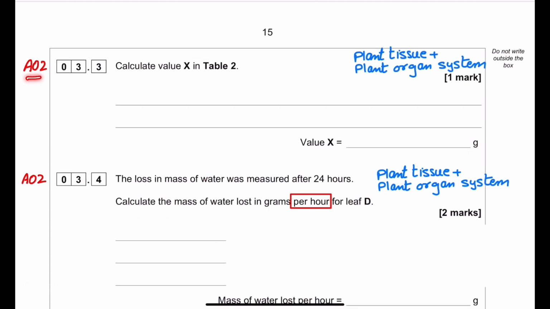3.3 is an AO2 question. Calculate the value of X in table number 2. This question is from plant tissues and plant organ system. To answer 3.3 and 3.4, we need to go back to page number 14 of this question.